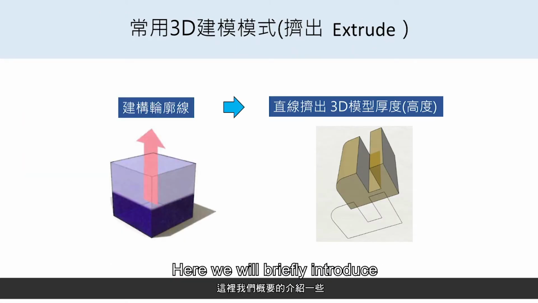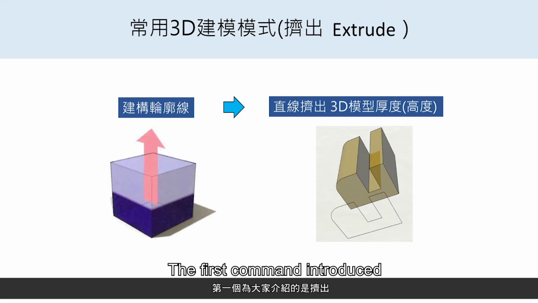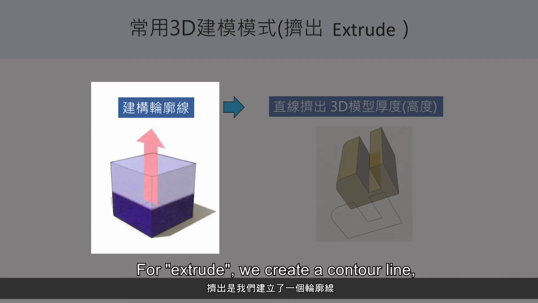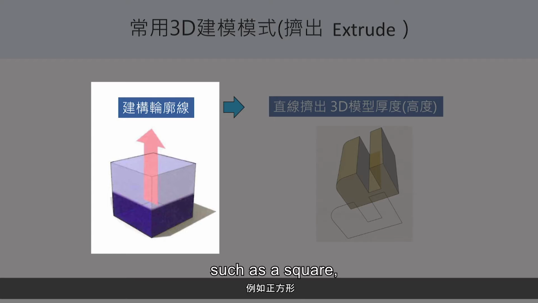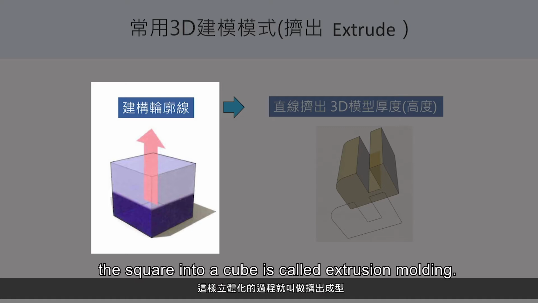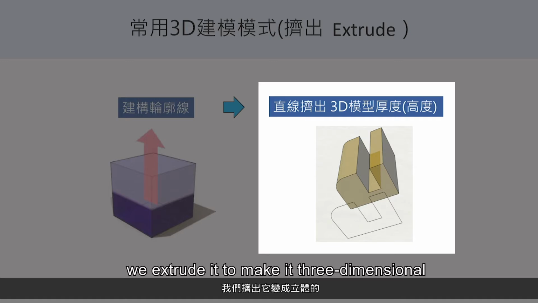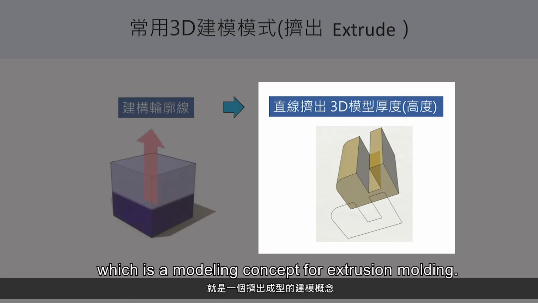Here we will briefly introduce some commonly used 3D modeling commands. The first command introduced is extrude. For extrude, we create a contour line, such as a square, and we turn it 3-dimensional. This 3-dimensional process of extruding the square into a cube is called extrusion molding. As seen at the right, there is a concave-shaped contour. We extrude it to make a 3-dimensional concave-shaped square, which is a modeling concept for extrusion molding.